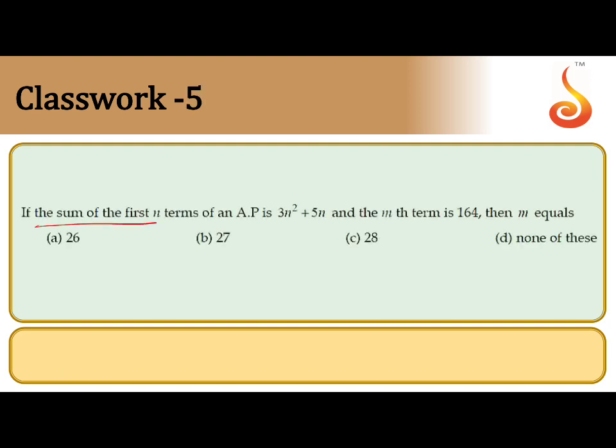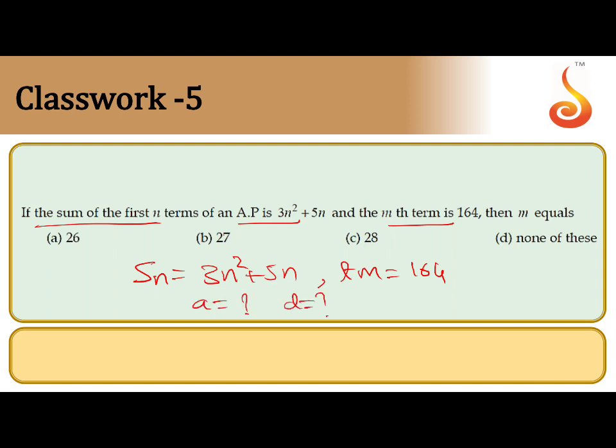The sum of first n terms of an AP is 3n square plus 5n and the mth term is 164. What is the value of m? So in this question they have given Sn as 3n square plus 5n and Tm as 164. To find the m value, we require the first term of the AP and the common difference of the AP, which you can calculate from Sn. So I'll solve it on the next page.